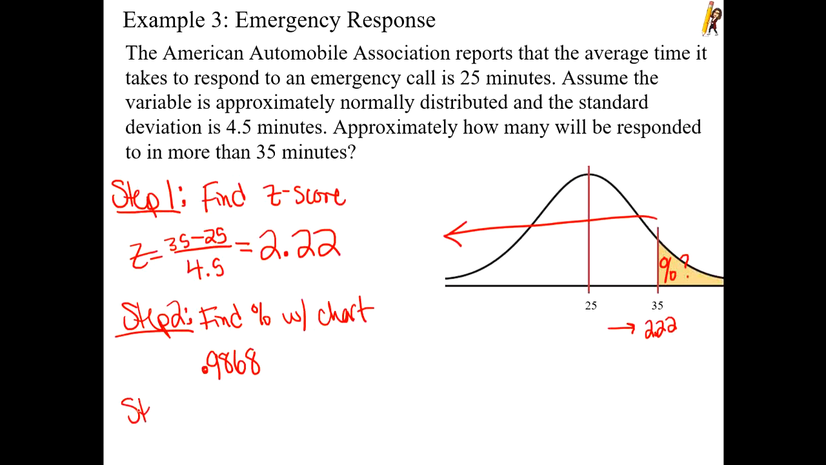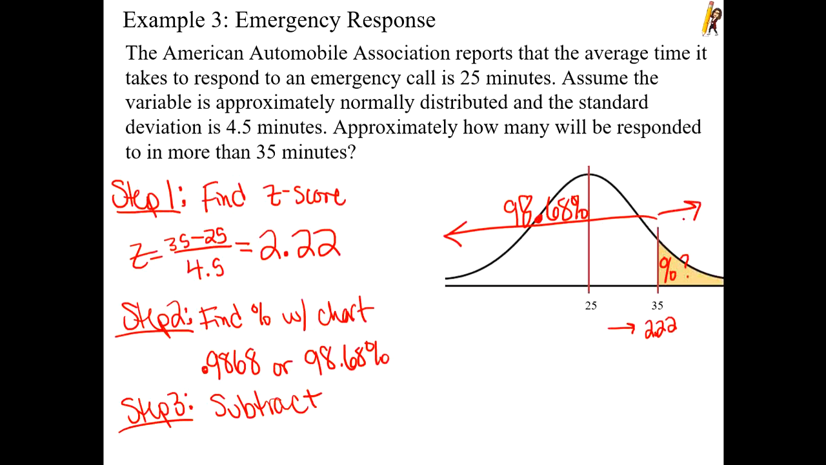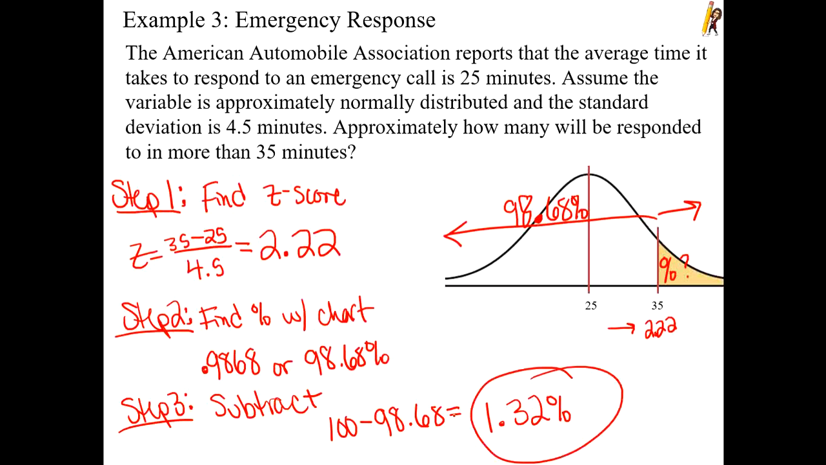But remember, the percent on the chart showed us all the values to the left. So what we're going to have to do in step 3 is subtract again. This time, we have 98.68%, because the 98.68% is found to the left. So if we want to find how many data values fell to the right, our whole curve should be 100%. So we're subtracting 100 minus 98.68, which is 1.32% of respondents take more than 35 minutes.